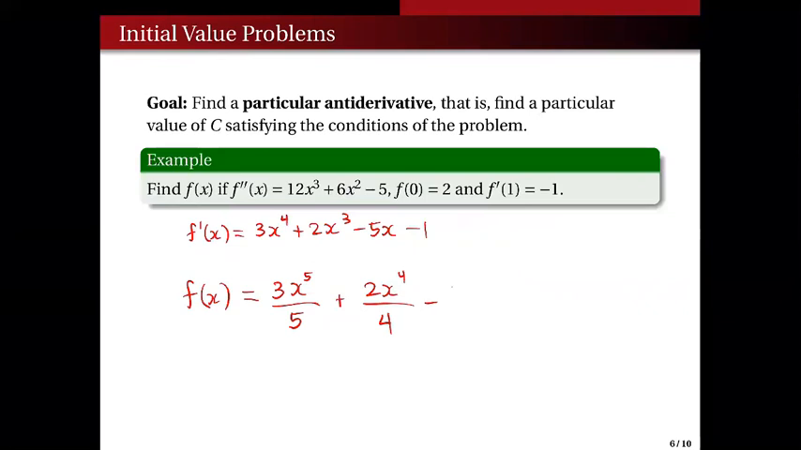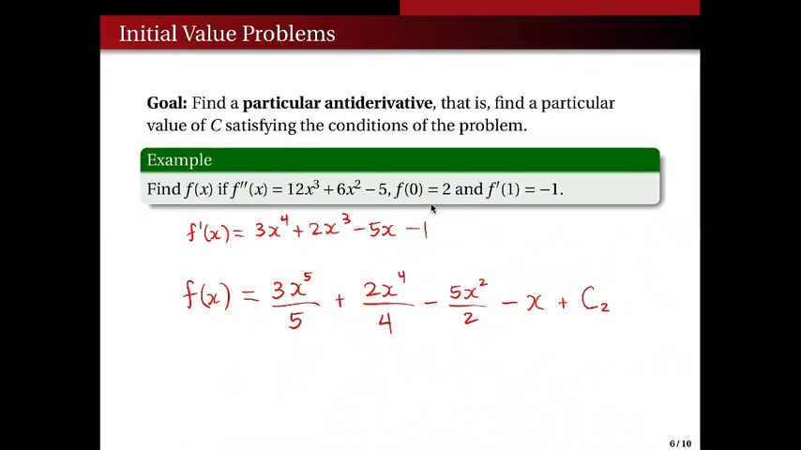Then minus 5x squared over 2. The power of x here is 1, so we have 1 plus 1. And then we have minus 1 times x, so we just have x, again x to the 0. So the power is 0. We add 1 to the exponent, so we will get x to the 1. And then plus the arbitrary constant c sub 2.